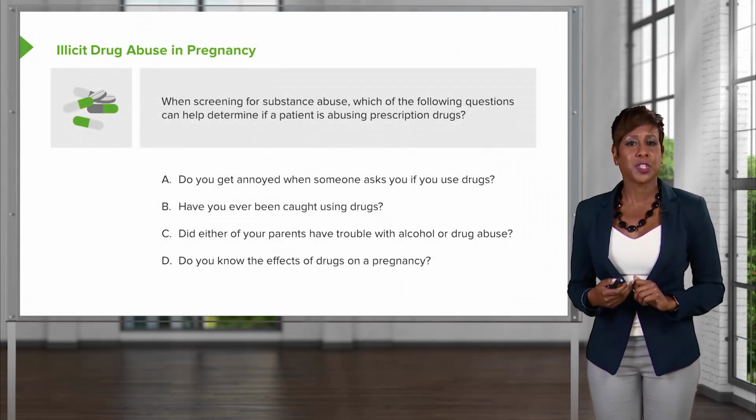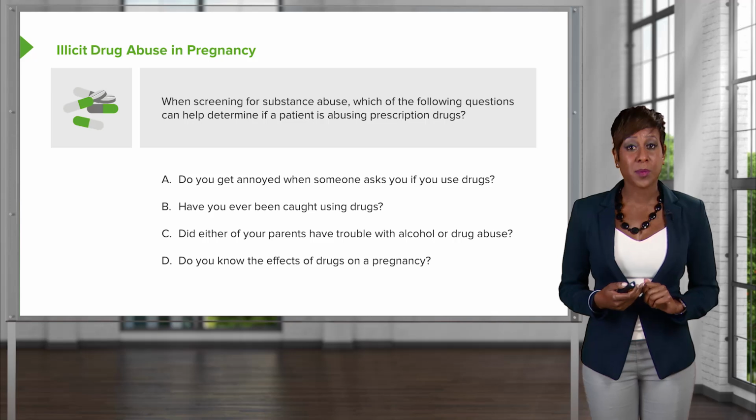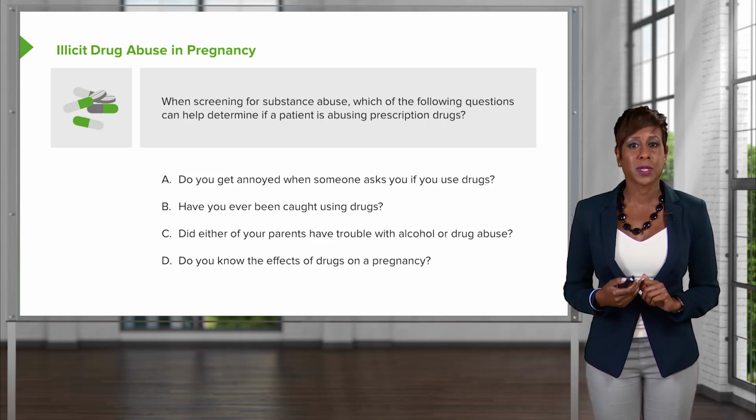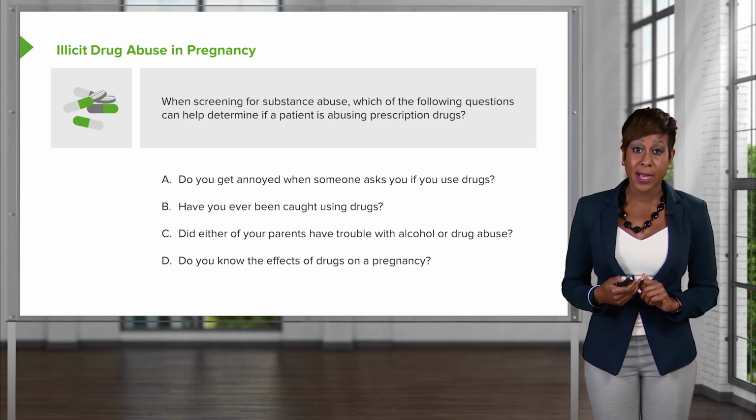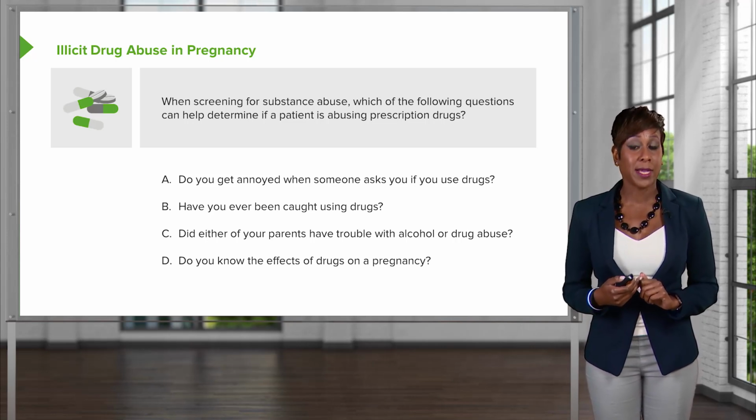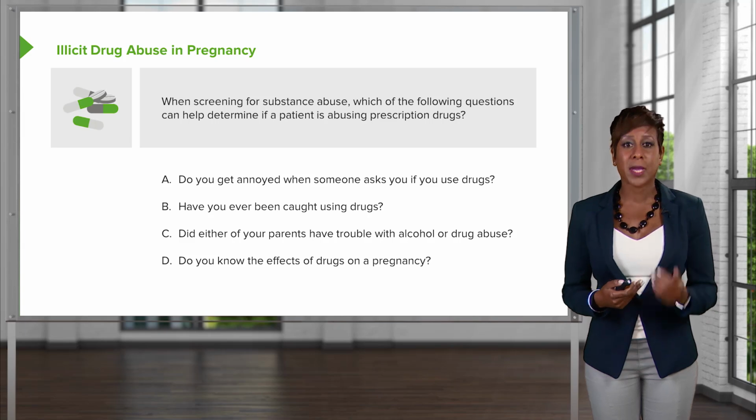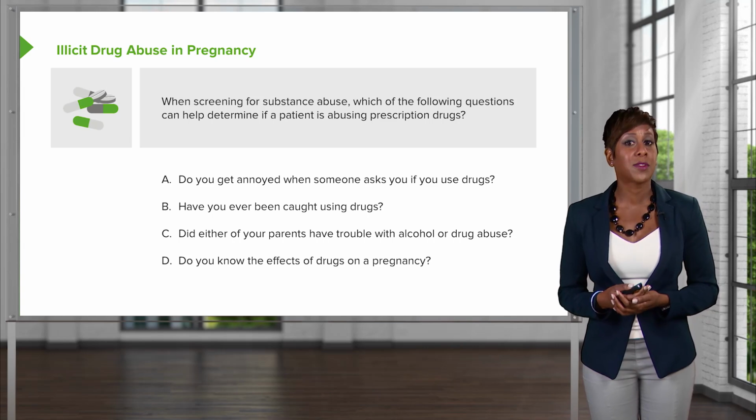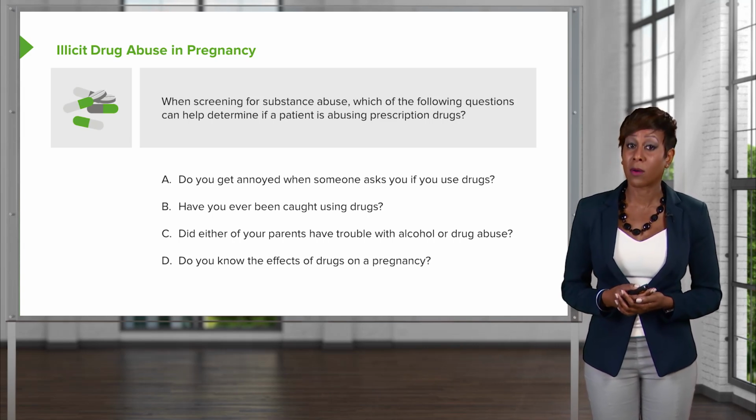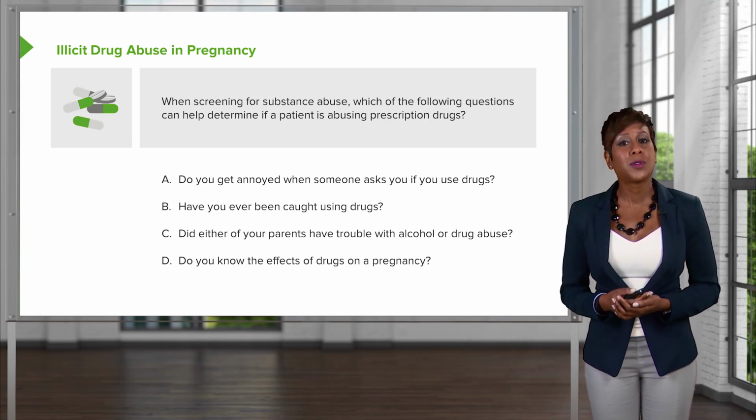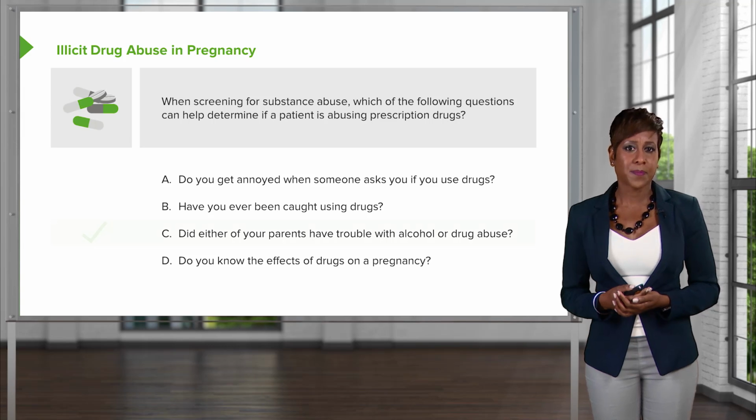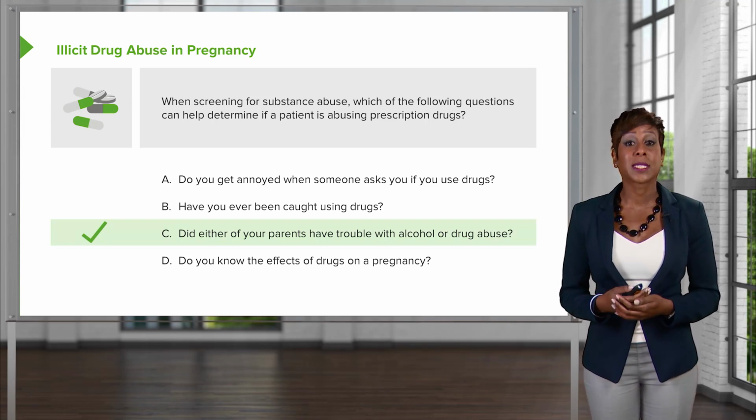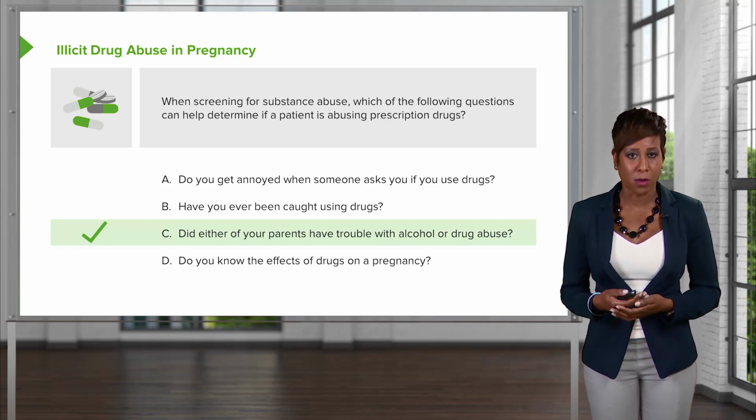So here's another question. When screening for substance abuse, which of the following questions can help determine if a patient is abusing prescription drugs? A, do you get annoyed when someone asks you if you are on drugs? B, have you ever been caught using drugs? C, did either of your parents have trouble with drugs or alcohol? D, do you know the effects of drugs in pregnancy? So the answer is C. Remember, one of the P's is asking about the parents' history of alcohol or drug abuse.